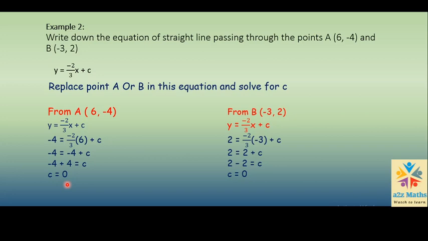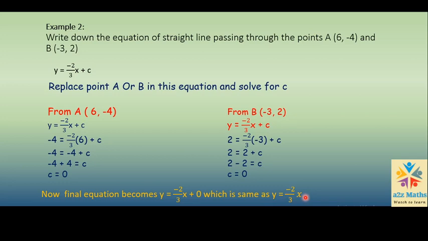Now write down the equation, the final answer. What will it become? We have y is equal to negative 2 by 3 x plus c. Replace this c by 0, which can be eliminated. So now your answer is y is equal to negative 2 by 3x. No need to write 0 here. I hope that you understand.